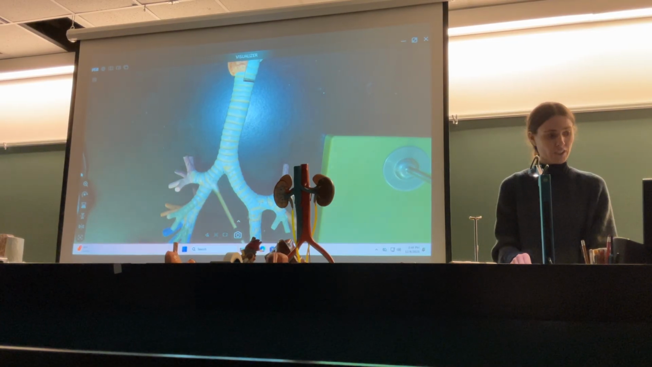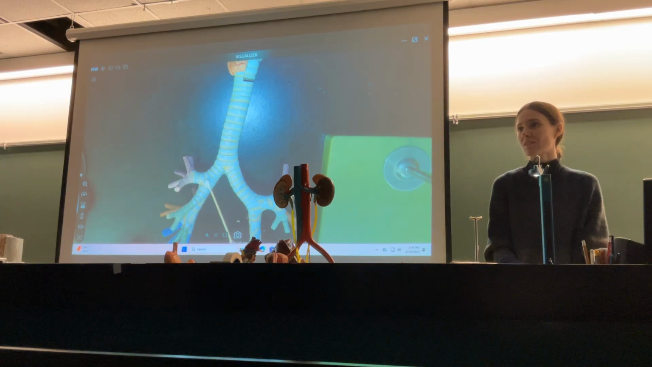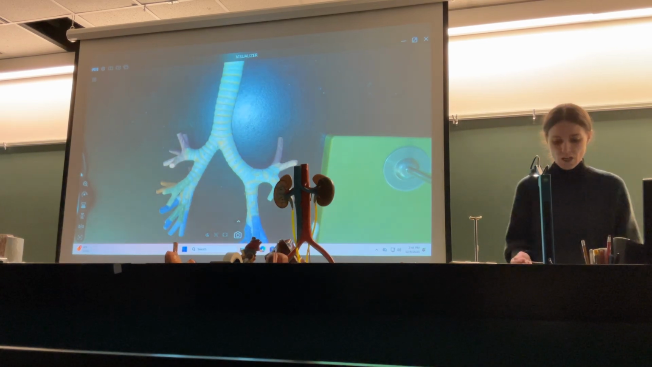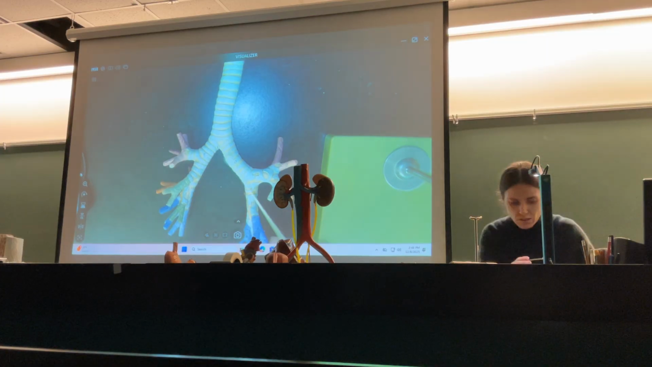What is this structure? Primary bronchi. Is it right or left? The right one, yeah, this is the right one. What about this one? Left. The left one. So primary bronchi or main bronchi.